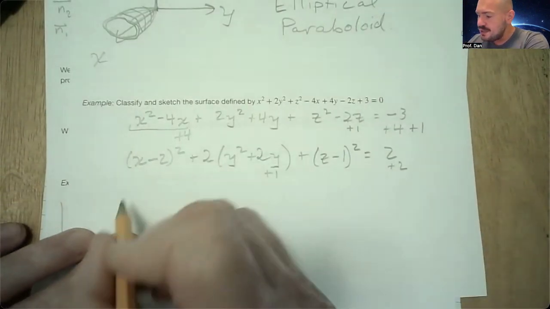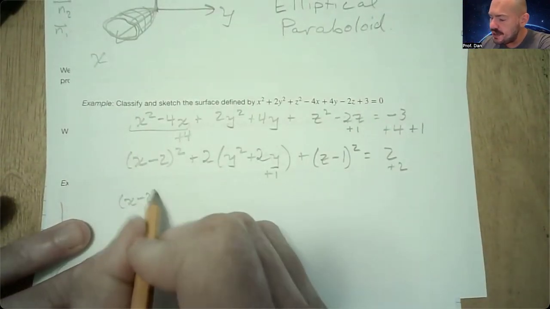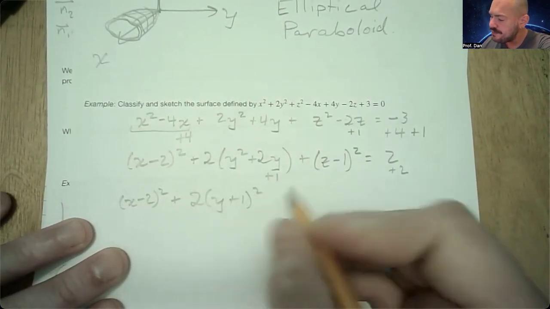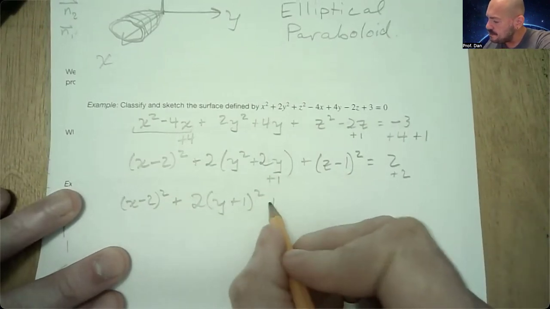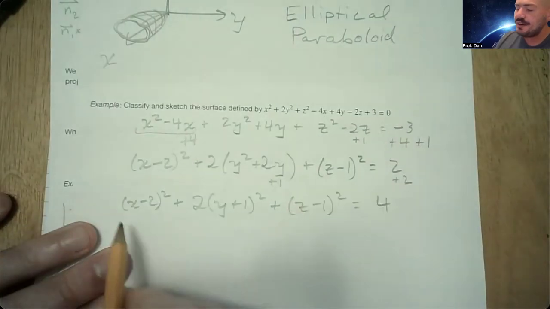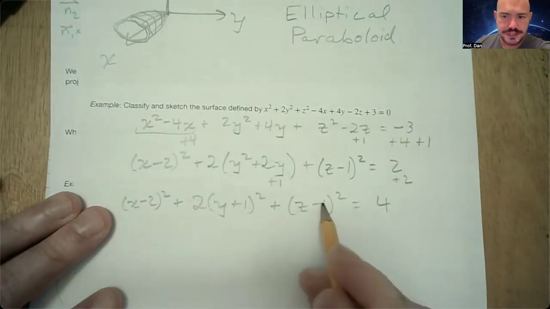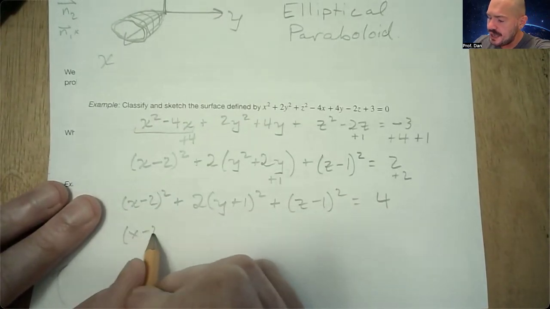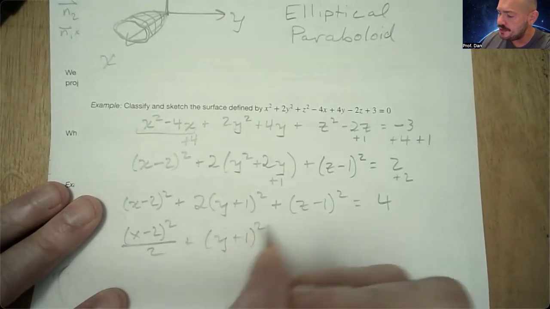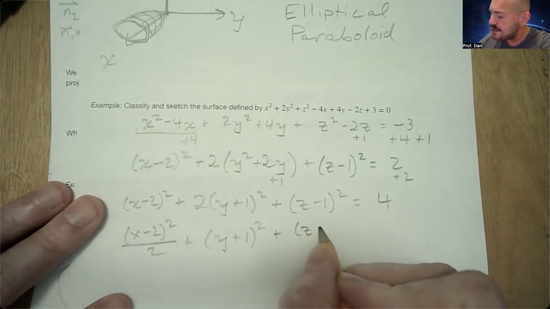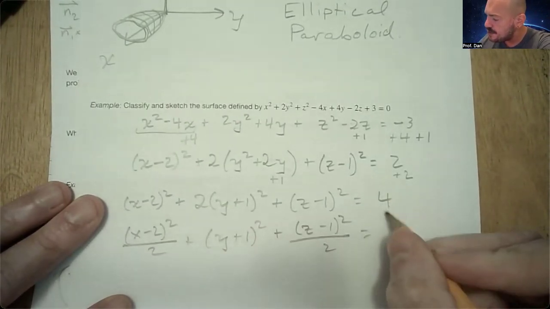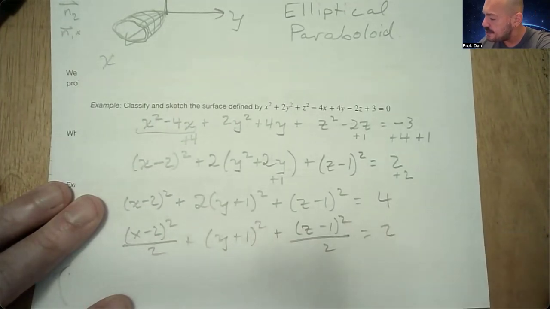So we end up with x -2 squared plus 2 times y plus 1 squared plus z -1 squared equal to 4. Now I have to divide by the largest of these coefficients. So I end up with x -2 squared over 2 plus y plus 1 squared over 1 plus z -1 squared over 2 equals 4 divided by 2, which is 2.